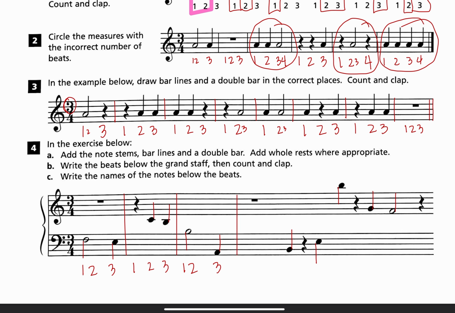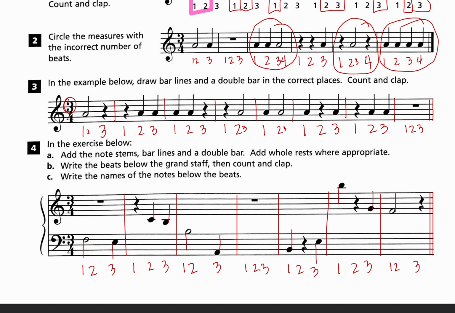And yes, your bar lines have to go all the way from the top of the treble clef to the bottom of the bass clef. That whole rest is going to get 3 beats. 1, 2, 3, bar line. 1, 2, 3, bar line. 1, 2, 3, double bar line.